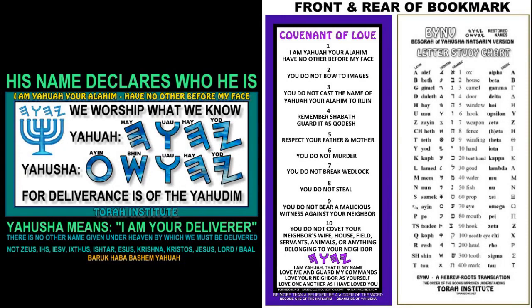Now these symbols are the original Hebrew letters of the name Yahuwah at the top right here, and then the name Yahusha at the bottom. Hebrew is read from right to left, and the first three letters of both use the same letters, given the sound Yahu, as I just was talking about.